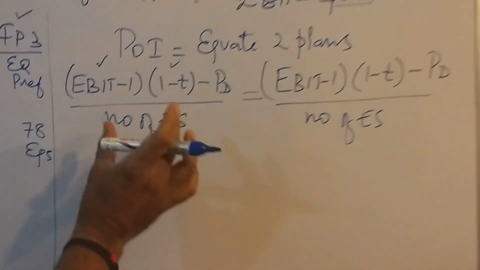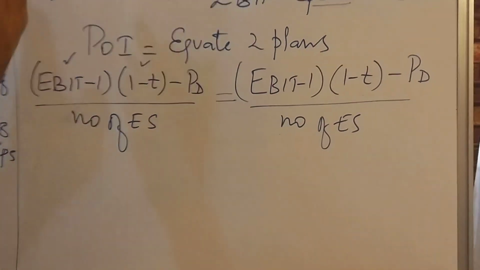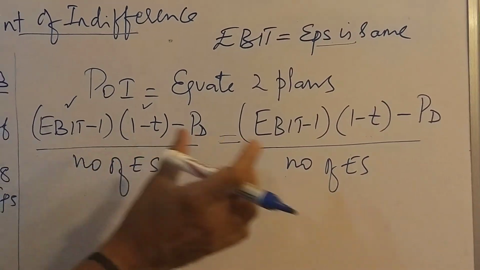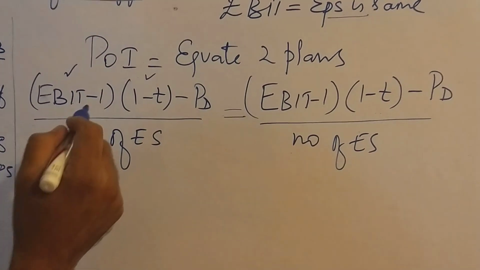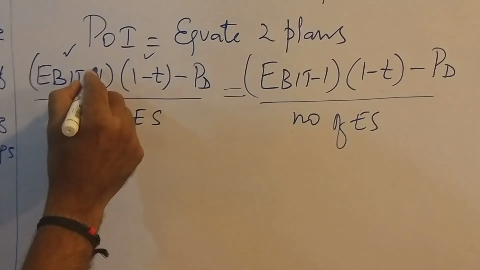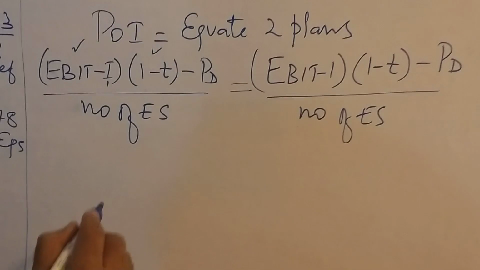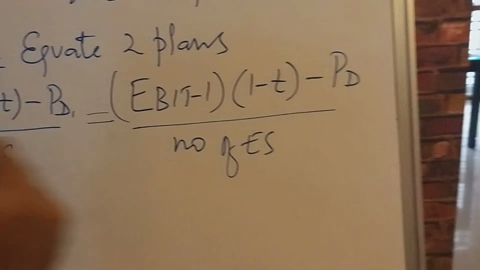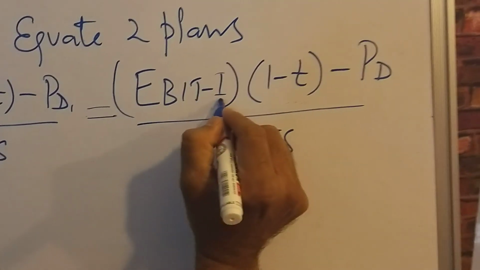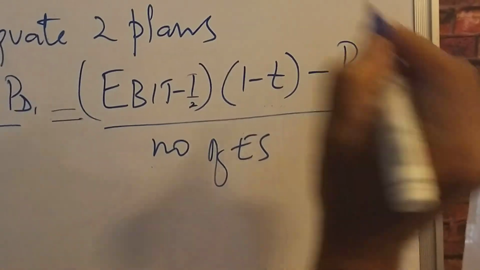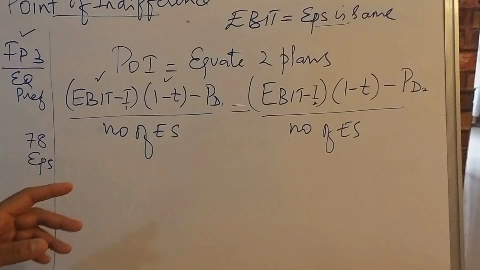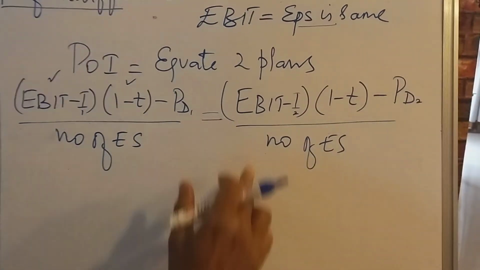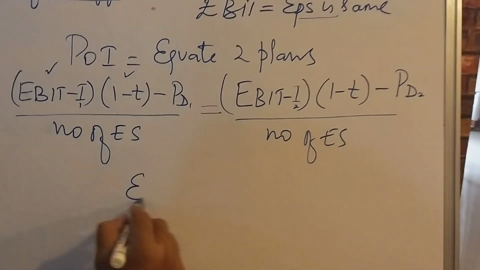So I am taking two financial plans. Say, for example, you are asked to find out the POI between 1 and 2, 1 and 3, or 2 and 3. So I am going to take those financial plans and equate them. To be more clear, I can say EBIT minus I1. This is interest 1. Tax is not going to change. This is preference dividends 1. Now, if that was interest 1, then this will become interest 2 and tax will not change. This could become preference dividends 2. So I am taking financial plan 1 and equating it with financial plan 2. Whatever answer I get here will be an EBIT.